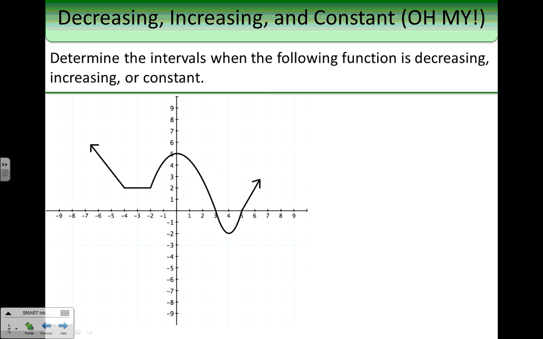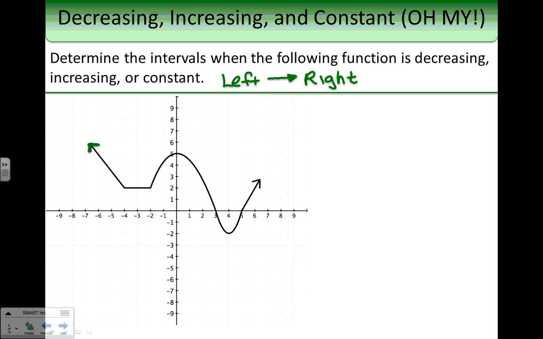Okay, let's move on to talking about decreasing, increasing, and constant intervals. Just looking at a graph, we want to determine the intervals of when this function is decreasing, increasing, or constant. And the thing you have to remember here is that we always read from left to right. Just like a book, just like anything else that you're going to read, you always read a graph from left to right. So even though this arrow here looks like it's pointing up, we're reading the graph from the left to the right.